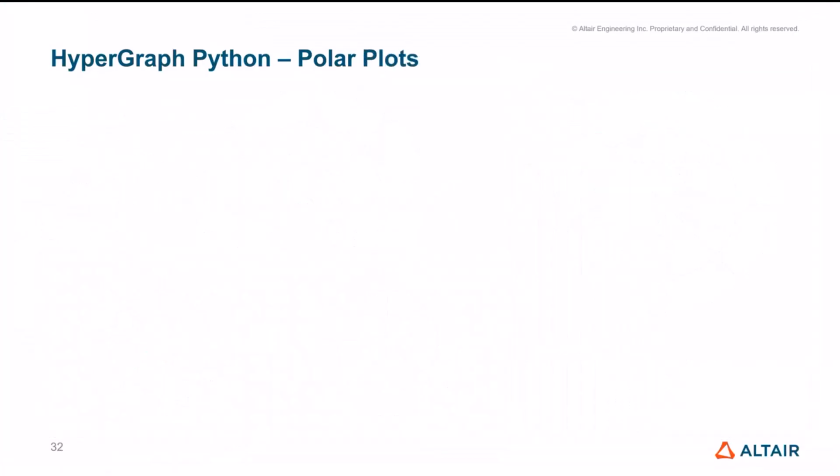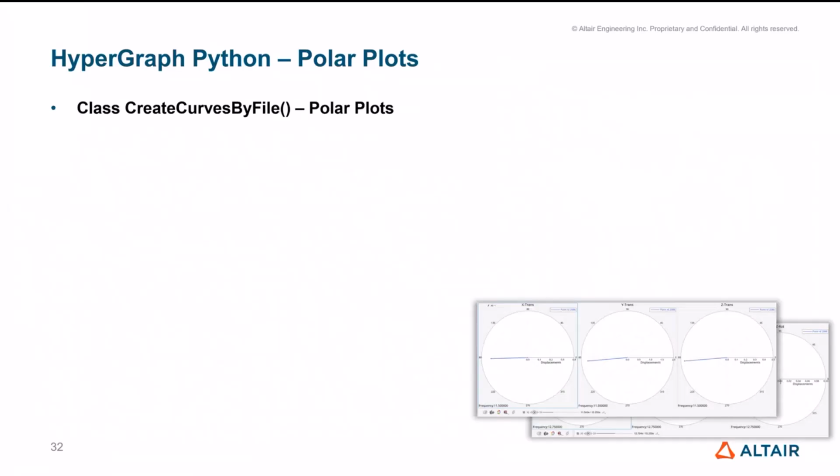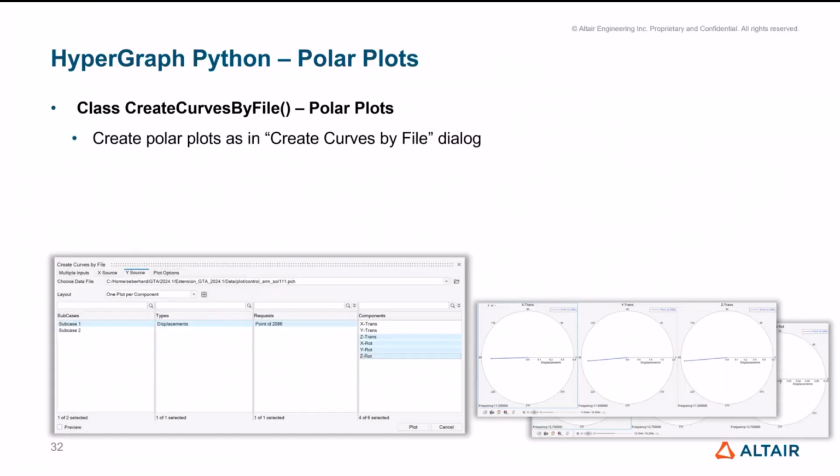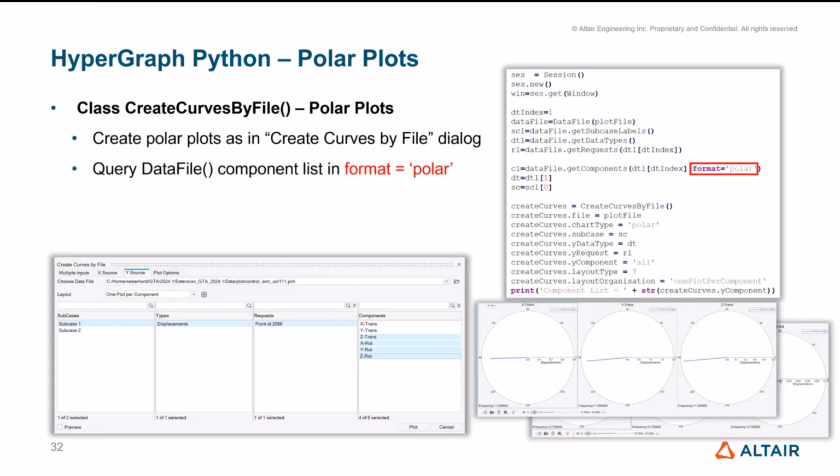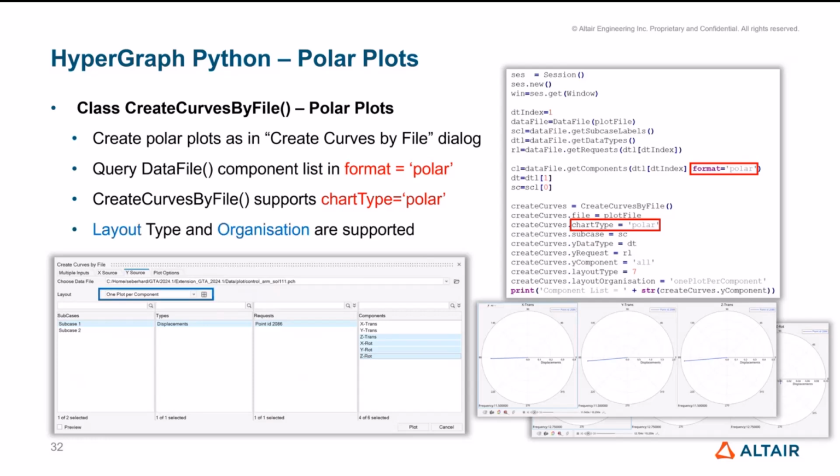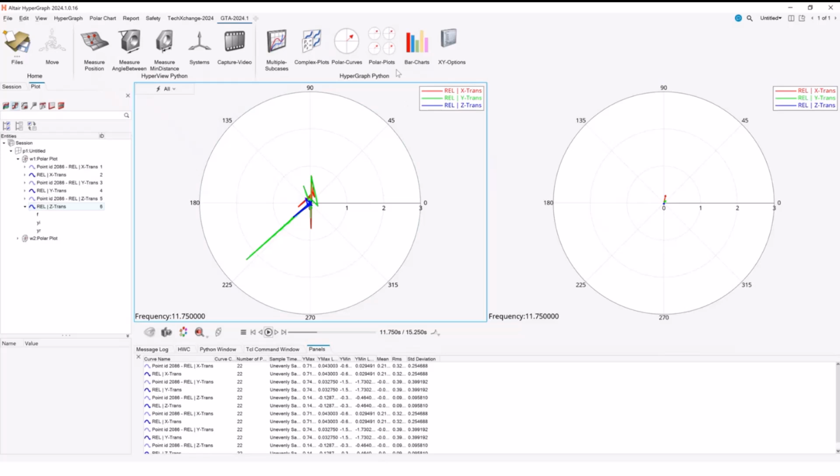The next thing is polar plots. Very fast. This is exactly the same as for complex now, create curves by file. Again, you can get the component list with the format of polar, and you can then use the chart type polar in the create curves by file option. And again, all the layout settings are supported. Let's run the demo. This is polar plots.